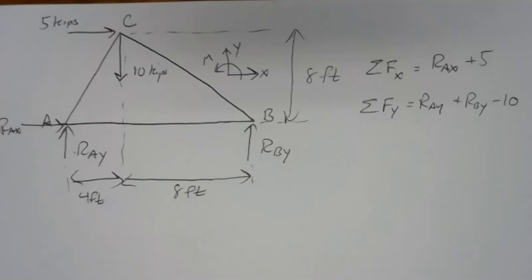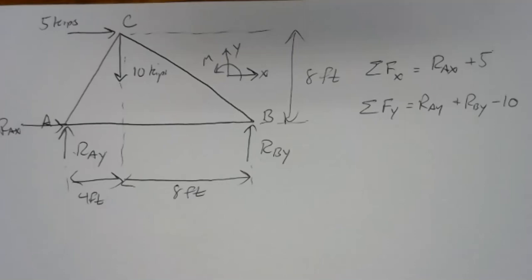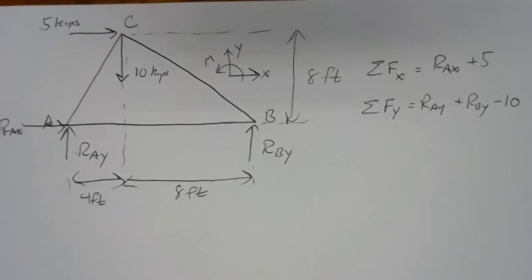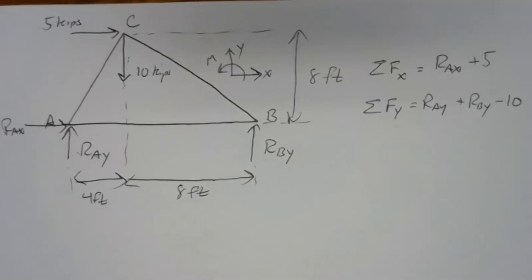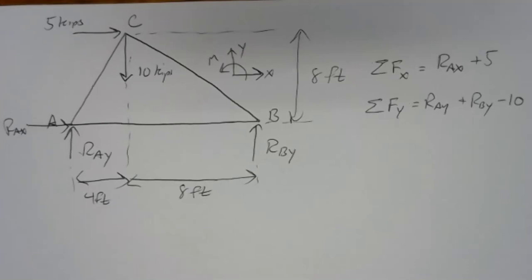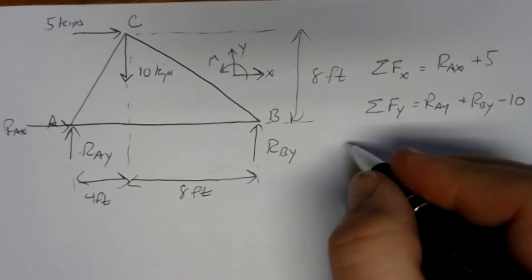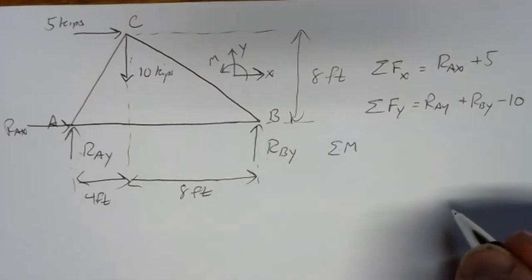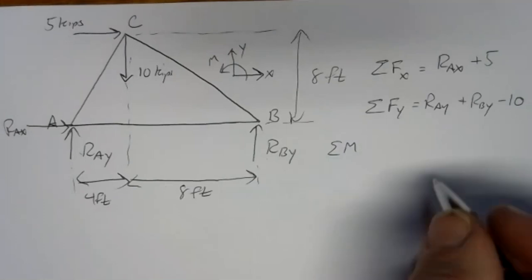Second, forgetting the arm for the unknown force. If you get unreasonably high numbers, way higher than the applied forces, generally that's your error. You've forgotten the arm for the unknown force and just threw RBY in there instead of 8 RBY or 10 RBY or 12 RBY. So be careful about that. Every term in the moment equation has to have an arm and a force.